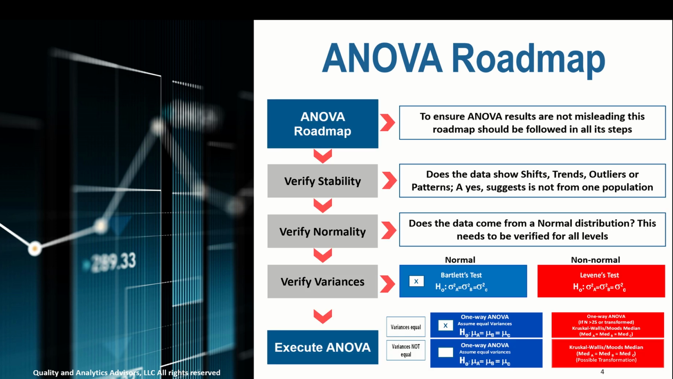Before I show you how to do this in Excel, first I want to make sure that you understand that before we execute ANOVA, there's a series of things that we need to verify. One of them is stability of the data. When I talk about stability, always remember that the means and variances should not be changing over time. The other step that we need to verify is normality, and the third one is that the data actually has equal variance. Only when these three steps are executed can you execute the actual module that exists within Excel.